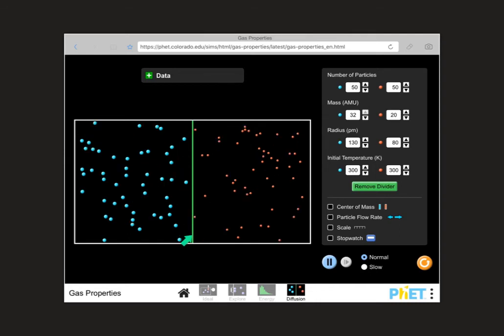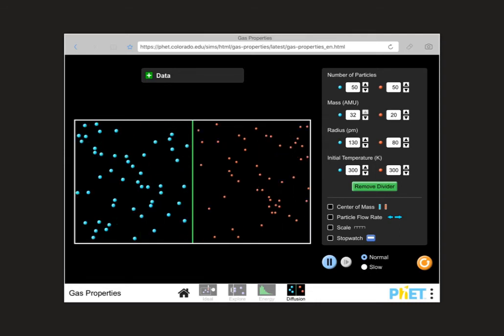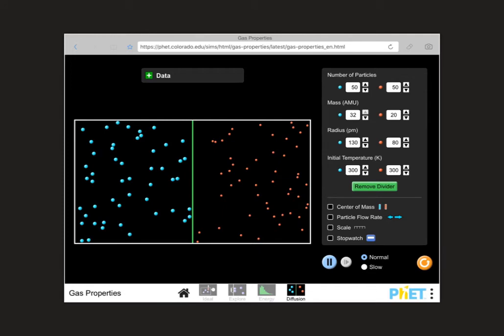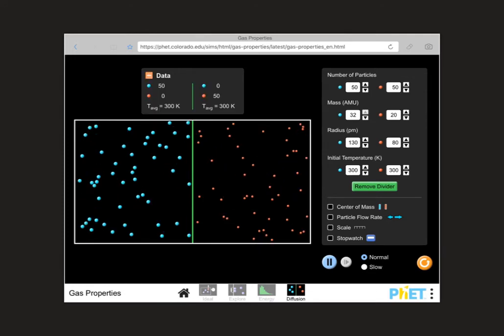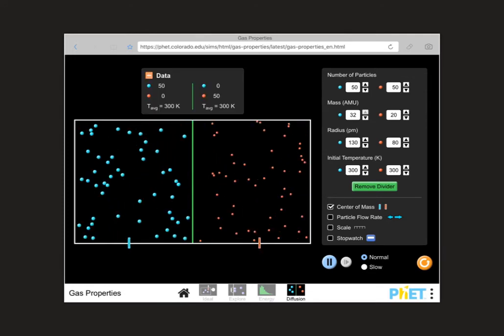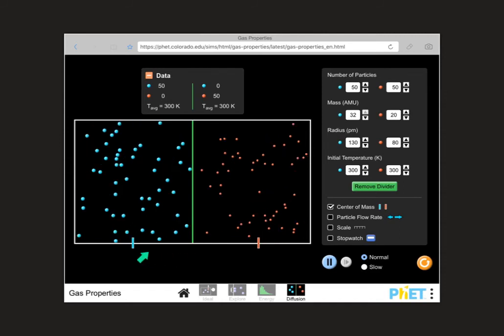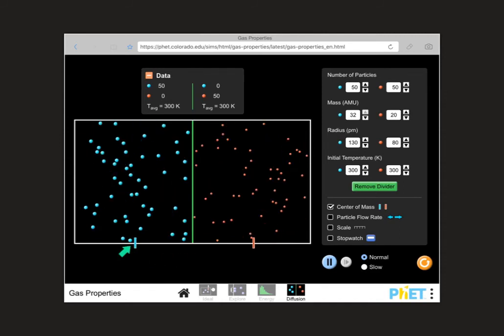So this is different from effusion. I've got two different gas chambers with this divider between them. So there's a couple of things I want to point out before I get this going. First thing is this bar down at the bottom. This is the center of mass.